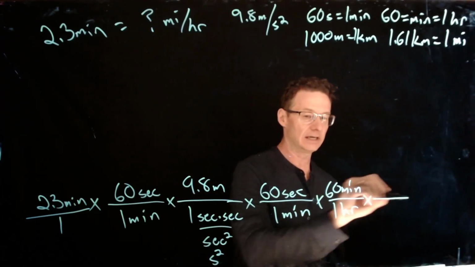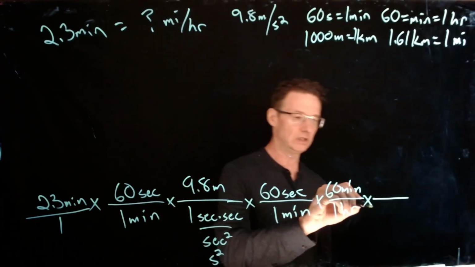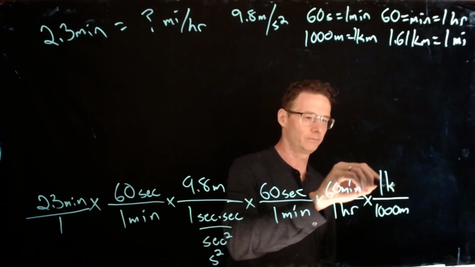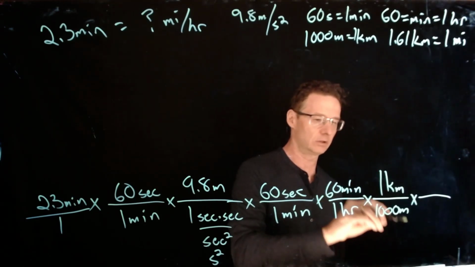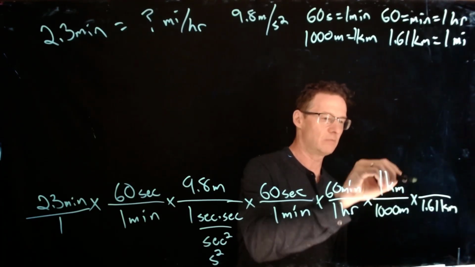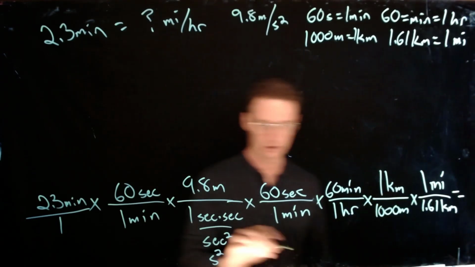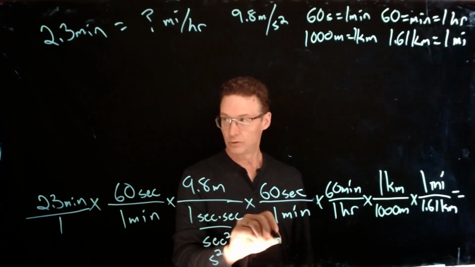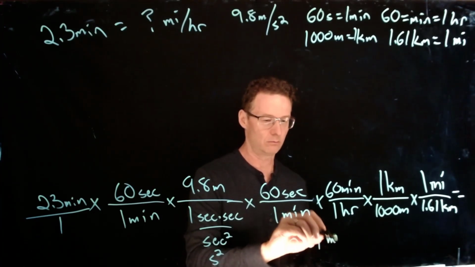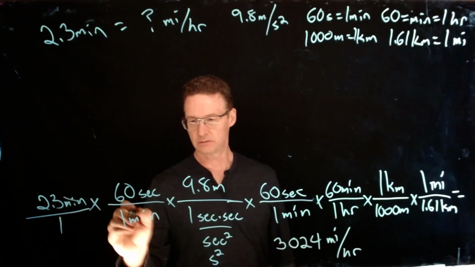And then I need to convert meters into miles. So first I'm going to convert meters to kilometers. And then I'm going to convert kilometers to miles. And I ran myself out of room here, so I'm going to move down. So all of that equals 3,024 miles per hour.